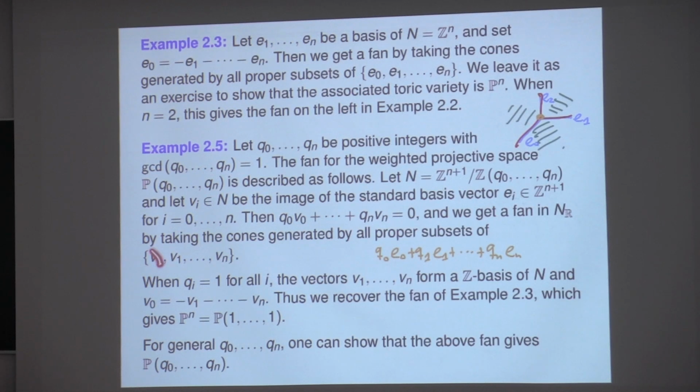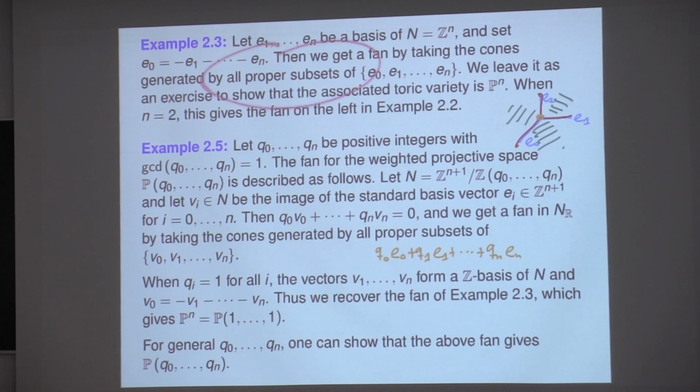Omit v0, then it is the cone generated by these guys. And omit v1, the cone generated by the other guys, and so on. Those are the maximal ones, and then now faces of those things. So faces of those maximal cones that we just described look just like before, except that now they can be somewhat slanted, because there are weights in the relation.